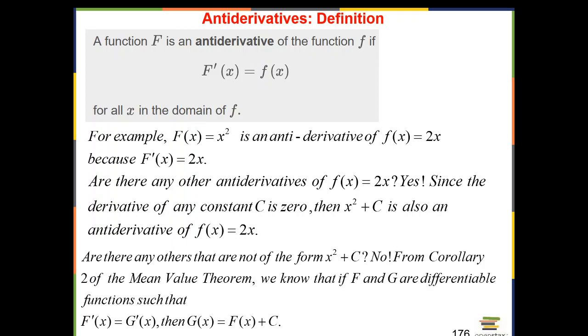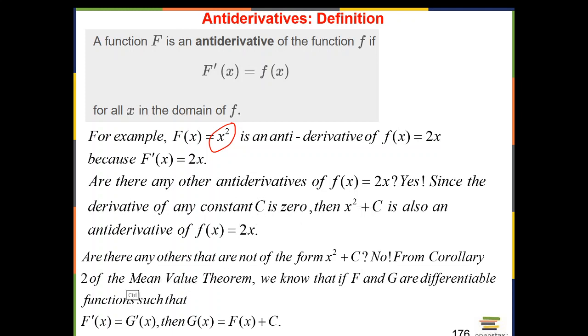I talked about all this. You can stop the video and read this. But so are there any other antiderivatives of f of x? When we find one of them, you know, x squared, are there any more? Yes. In fact, there are infinite number of functions whose derivative is 2x. x squared plus any constant.